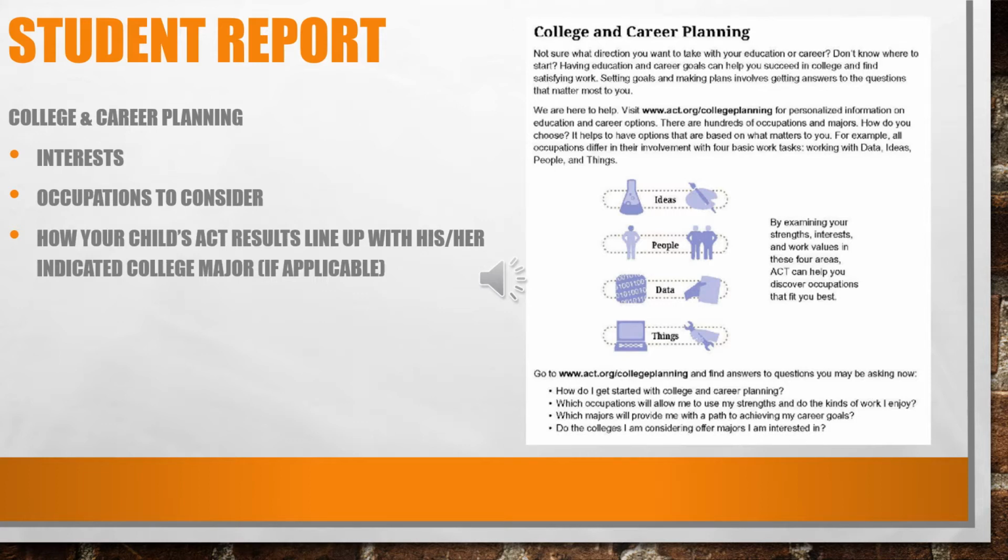On page 2, the report provides information related to college and career planning and what your child's ACT results potentially indicate about his or her interests, what occupations to potentially consider, and how your child's ACT results line up with his or her indicated college major, if applicable.